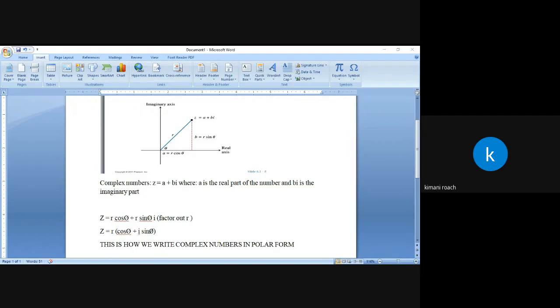So what we're going to be doing today is proving De Moivre's theorem, all right? De Moivre's, some people pronounce it differently. I said De Moivre's theorem. So we're going to be proving De Moivre's theorem, all right?